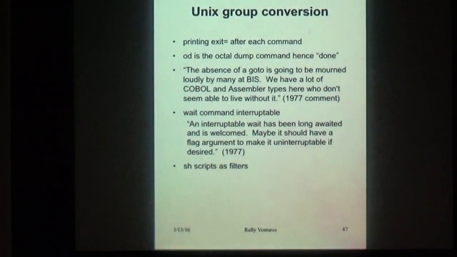So how do we get the Unix group converted? The Unix group was the first, that's the group that I was in. So I told you about printing X equals after each command, and then we did do some of the things. People complained a long time about the goto going away. The original shell had goto in it, and that was the only control flow there was. And in the end, we just don't really need it, and we don't have it, and nobody's complained since. So that was probably okay.